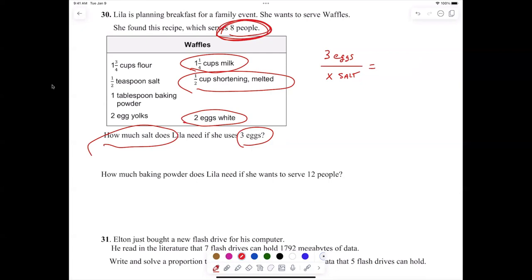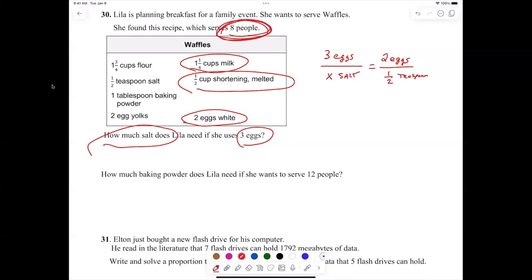So if I use 2 eggs, that means I'm required to use how much salt? 1/2. Is everybody with me on this? All right, half a teaspoon. Is everybody okay with that?